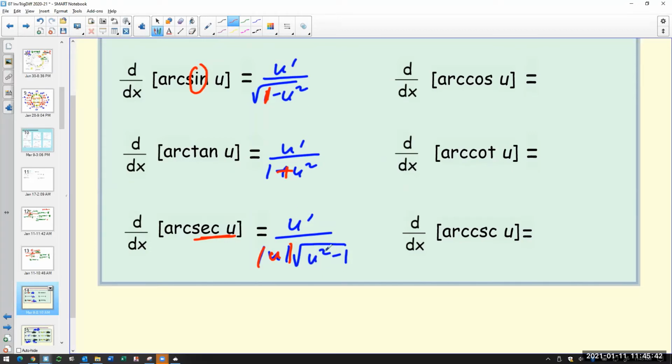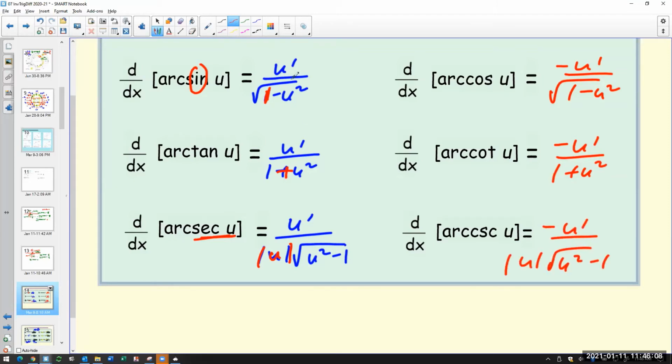Everything has a square root. This one has to be 1 first, 1 minus u squared. This one has to be u squared first, u squared minus 1. They're really different. The nice thing, though, is if you've memorized this one, you've memorized this one, because the cosine's always just a negative. If you've memorized this one, this one's just the negative of this. You guys see that? So the nice thing, I guess, is there's really only 3 you have to memorize, and the other 3 are negatives. Okay? All right, so let's go ahead and apply this.